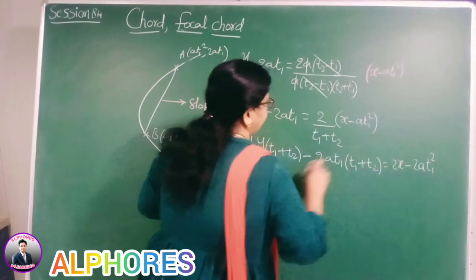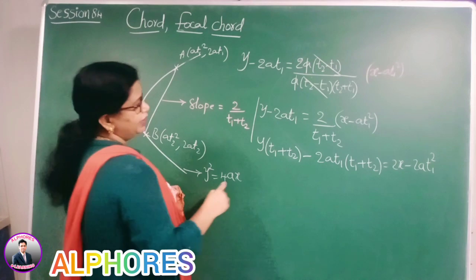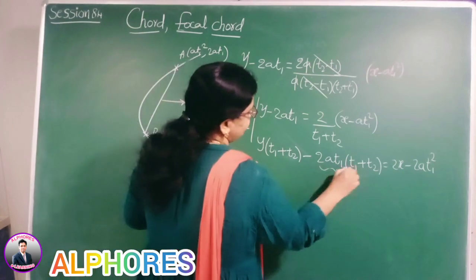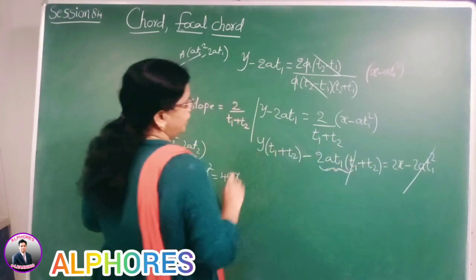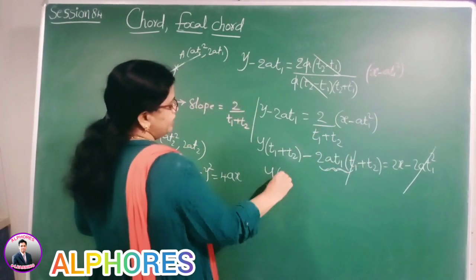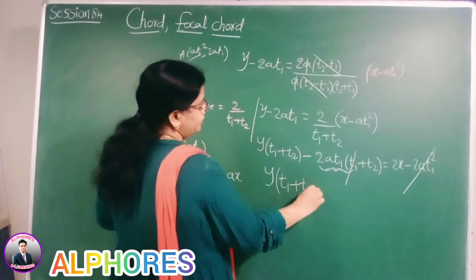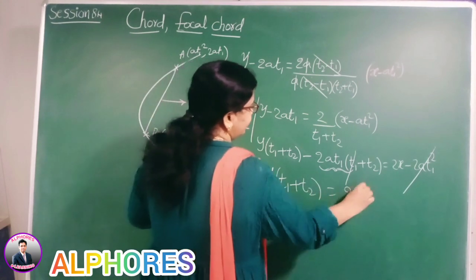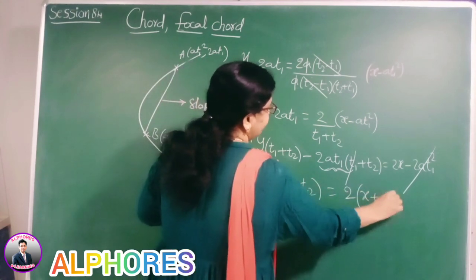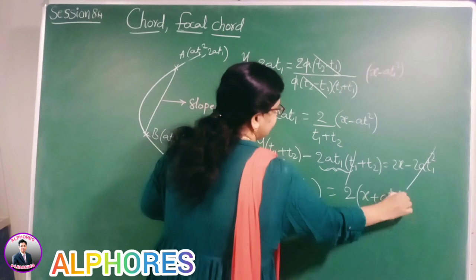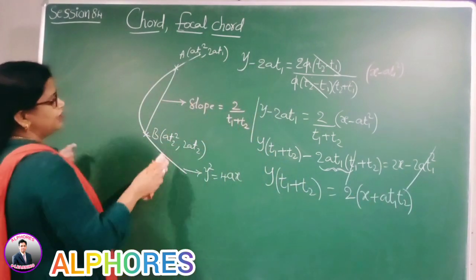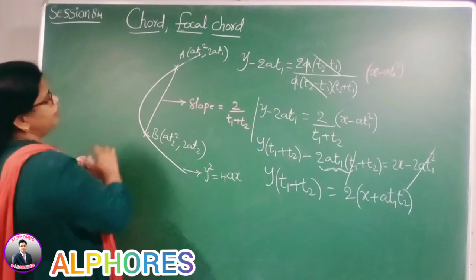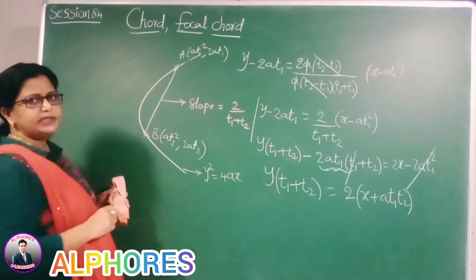So this is the equation we are expanding, and now observe here, this is minus 2a t1 square, which we can cancel with this value, and what is left over I am writing as y into t1 plus t2 is equal to 2 into x plus a t1 t2. So this is nothing but the equation of chord joining 2 points. Do all of you understand?